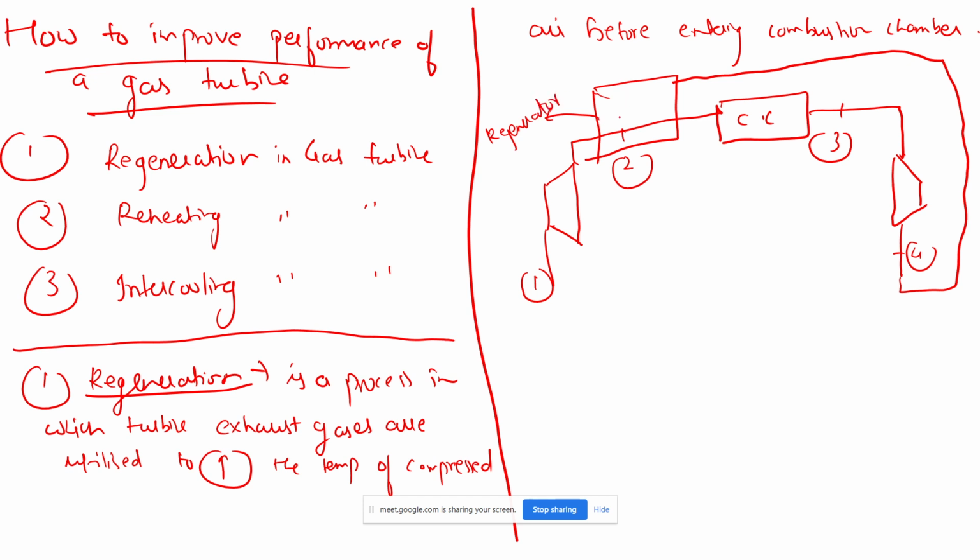So this is T4 only. This T4 temperature will decrease because it will supply heat. So after exit it will become TB. After the regenerator, the air temperature will increase and it will become TA.